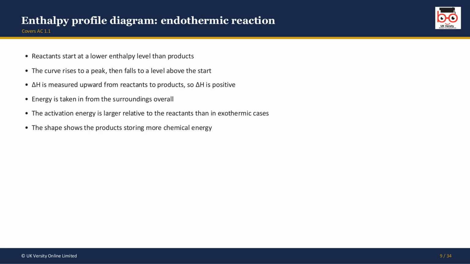The endothermic profile flips that around. This time the reactants start low, the curve rises to its peak, and the products settle at a level above where we began. Because the products are higher than the reactants, delta H is measured upwards and is positive, with energy taken in overall. The shape tells the story. The products are storing more chemical energy than the reactants did.